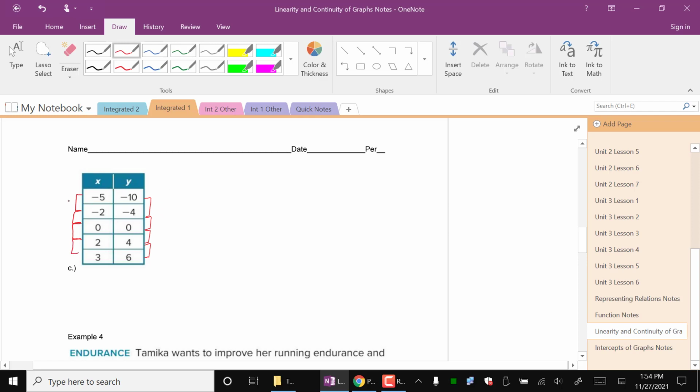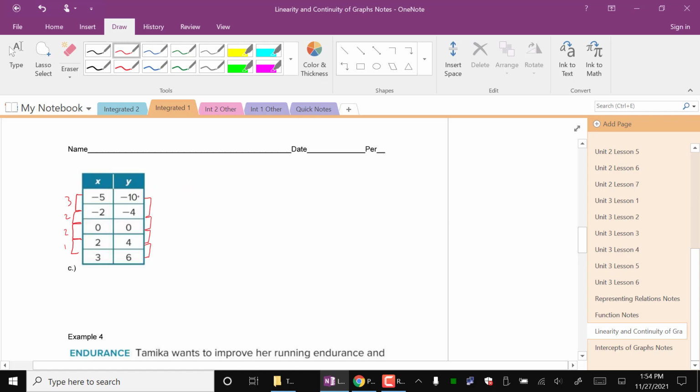So if we look at this first one, we have a jump of 3. Then we have a jump of 2, 2, and 1. So these jumps of 2 should be the same. This jump should be greater. This jump should be less.